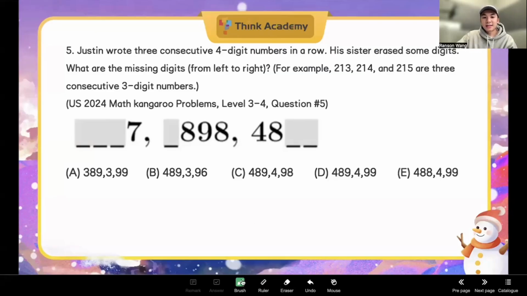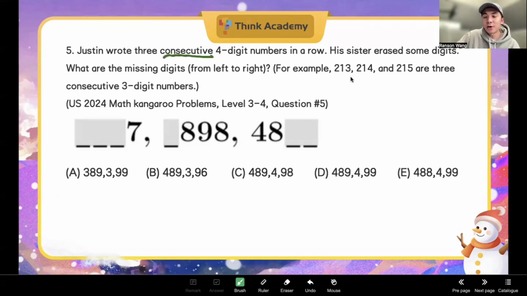Let's take a look at the fifth question. Justin wrote three consecutive numbers. Be careful, it's consecutive. What does it mean? That means they are right next to each other. For example, 1, 2, and 3. They are consecutive. And his sister erased some digits. What are the missing digits from left to right?